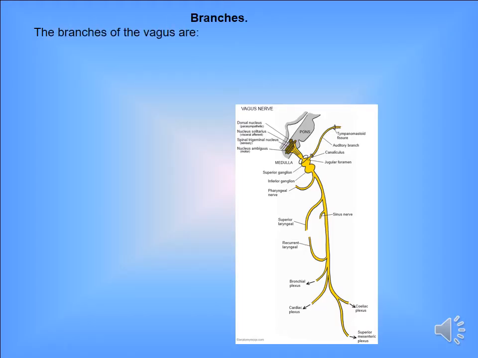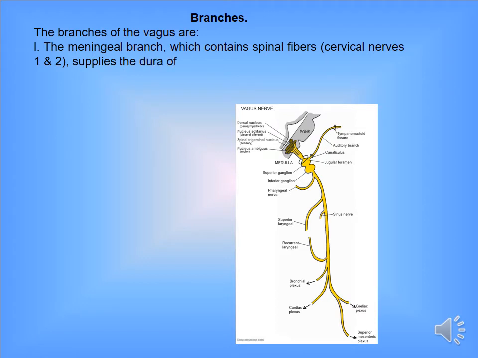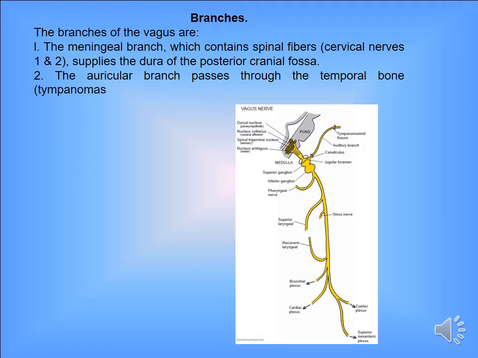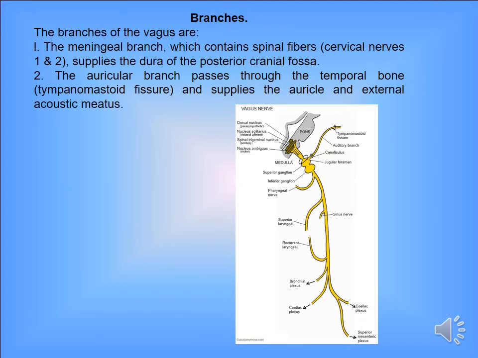Its branches. The branches of the vagus nerve are first a meningeal branch, which contains spinal fibers from cervical nerve first and second, and supplies the dura of the posterior cranial fossa. Second branch, the auricular branch passes through the temporal bone, tympanomastoid fissure, and supplies the auricle and external acoustic meatus.